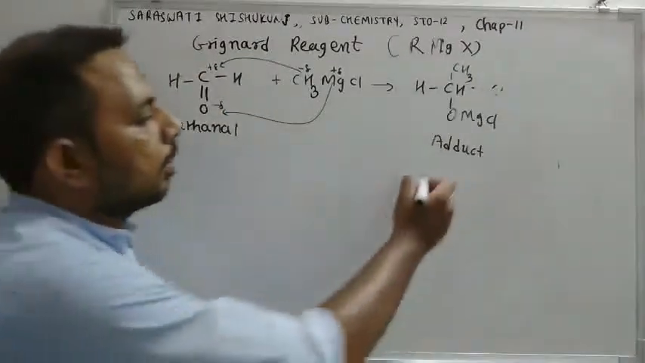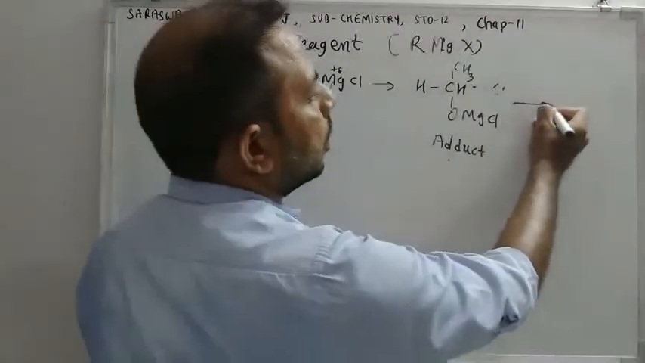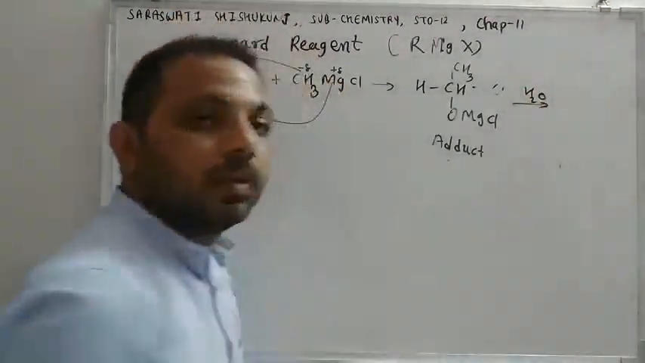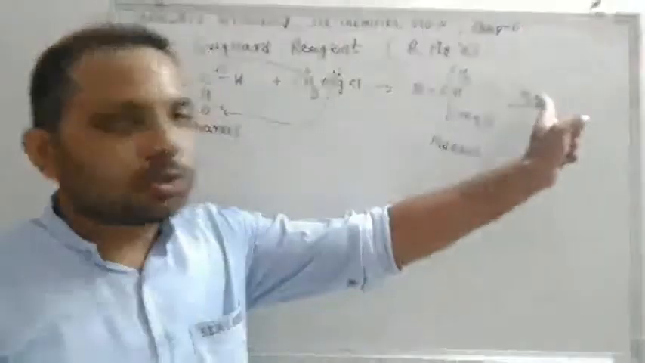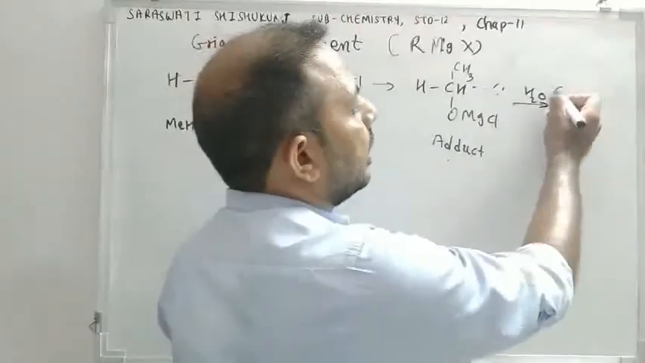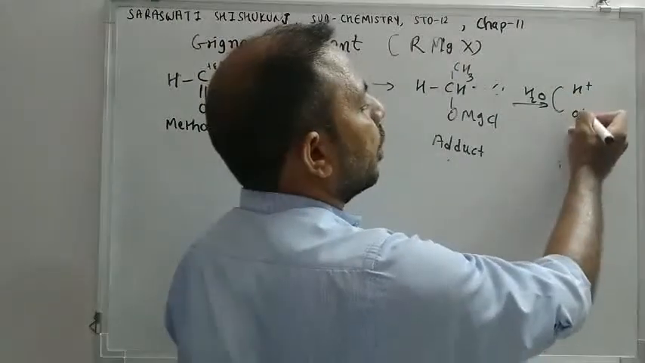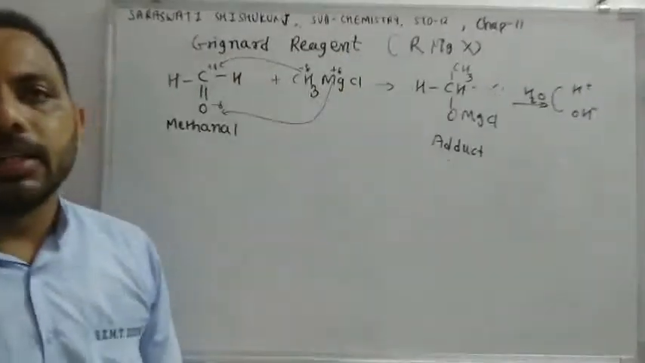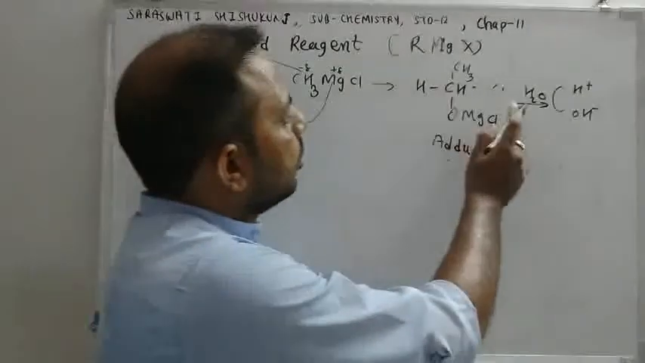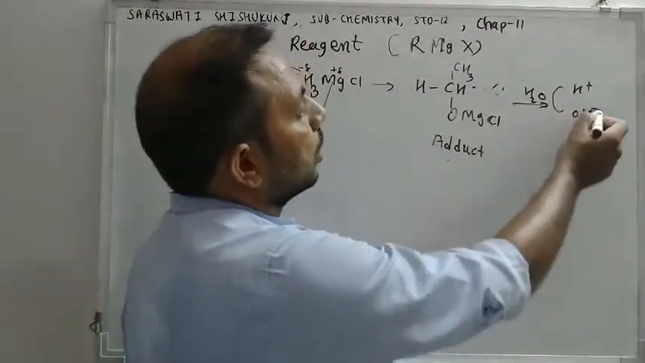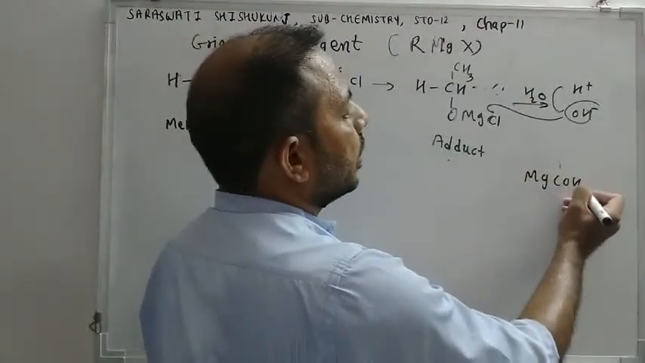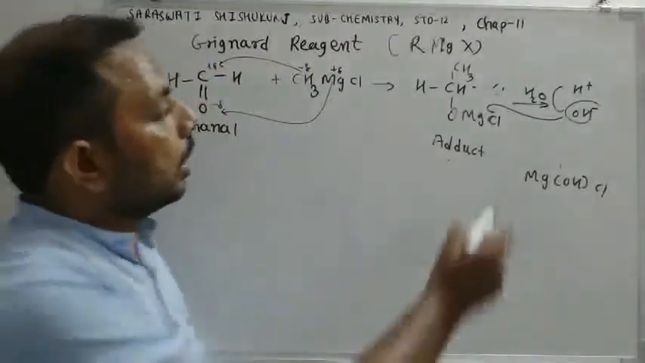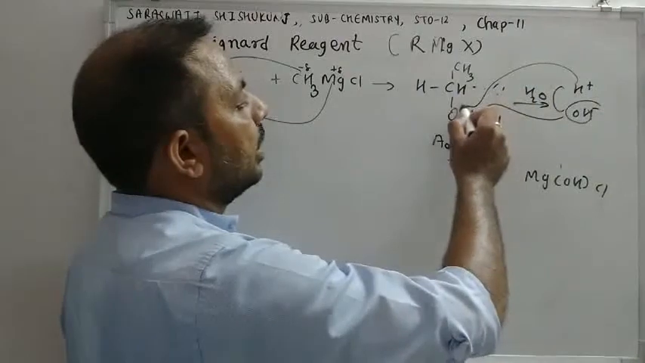Now the second step is hydrolysis. So we are writing H2O, and as I have discussed, whenever there is a reaction of H2O, we need to write H2O in the form of H plus and OH minus. This MgCl will get OH minus and form MgOHCl. Now this H plus will be attracted by this oxygen.